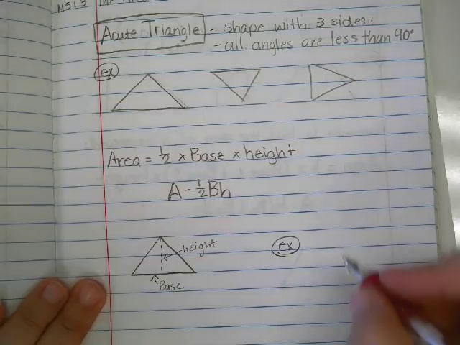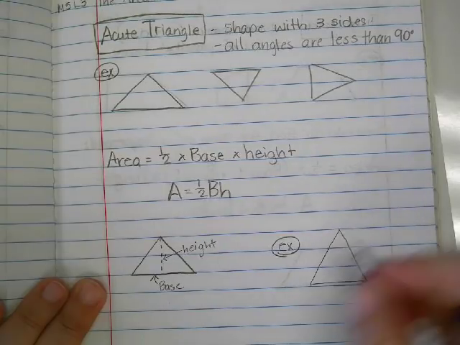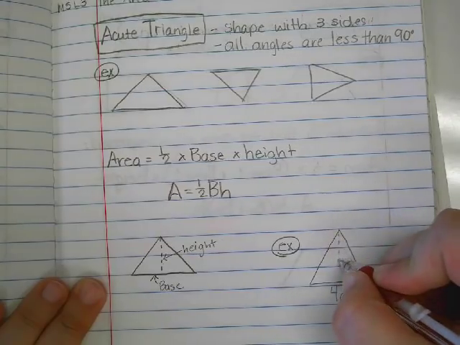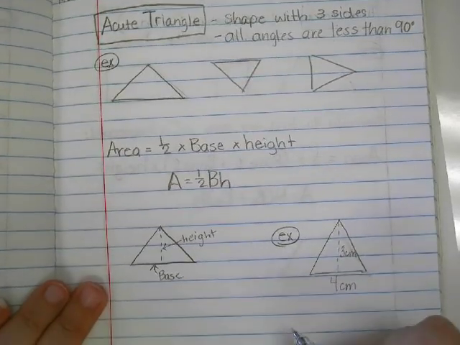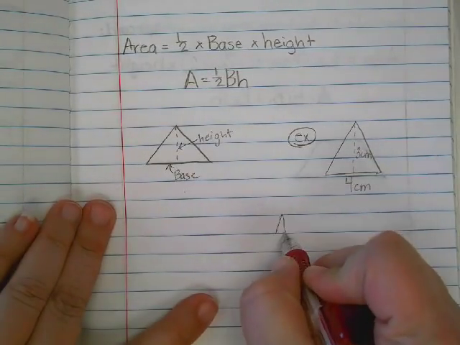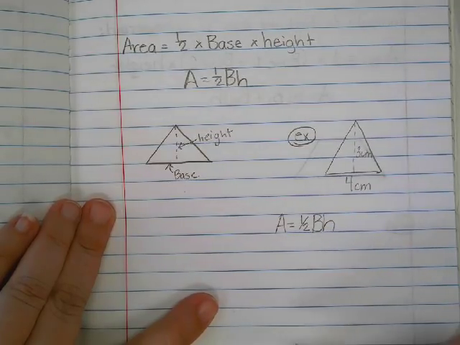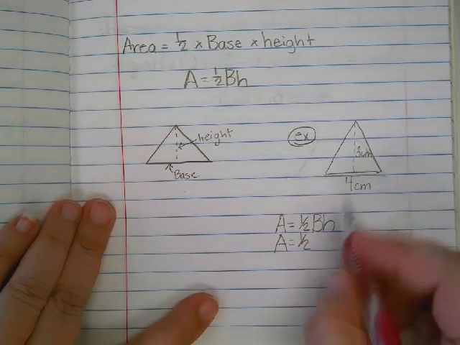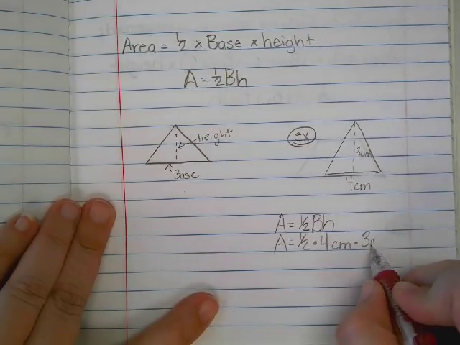Now we're going to do an example together. So the first thing we're going to do is draw a triangle that has a base of 4 centimeters. And then we're going to draw in the height of 3 centimeters. Remember that our formula is A equals 1/2 base times height. Then I'm going to plug in numbers. So for my base, it will be 4 centimeters. My height will be 3 centimeters.